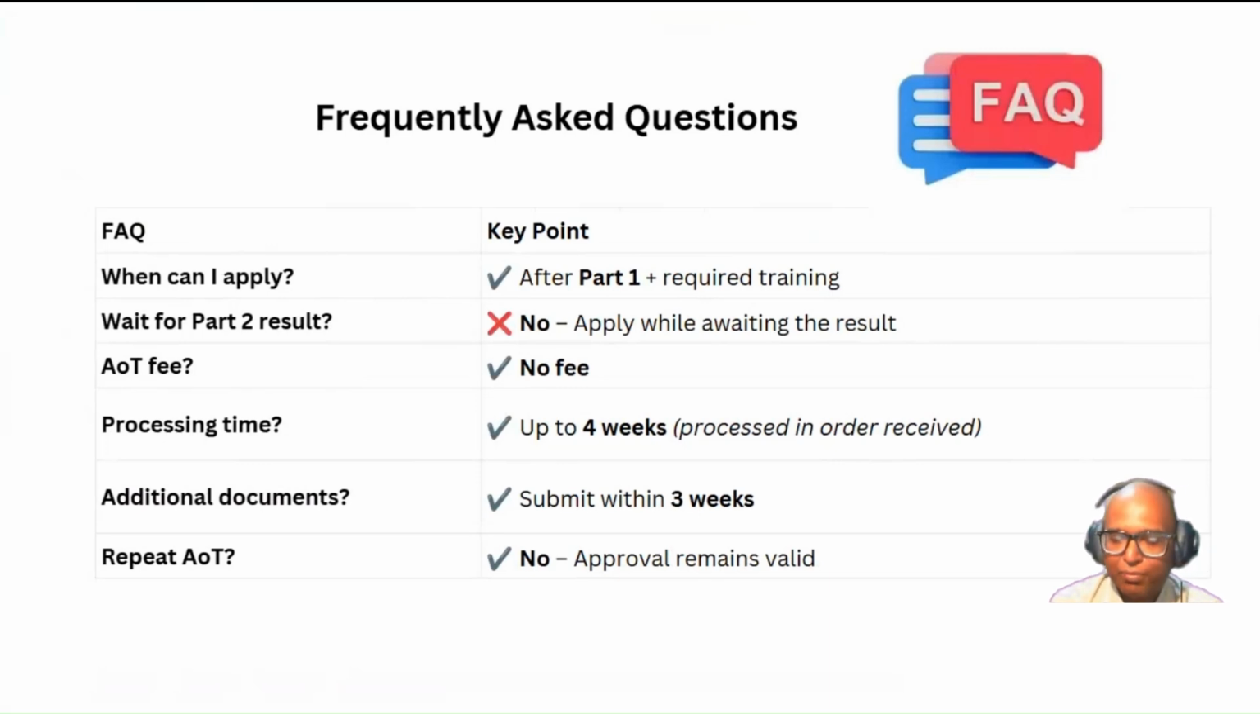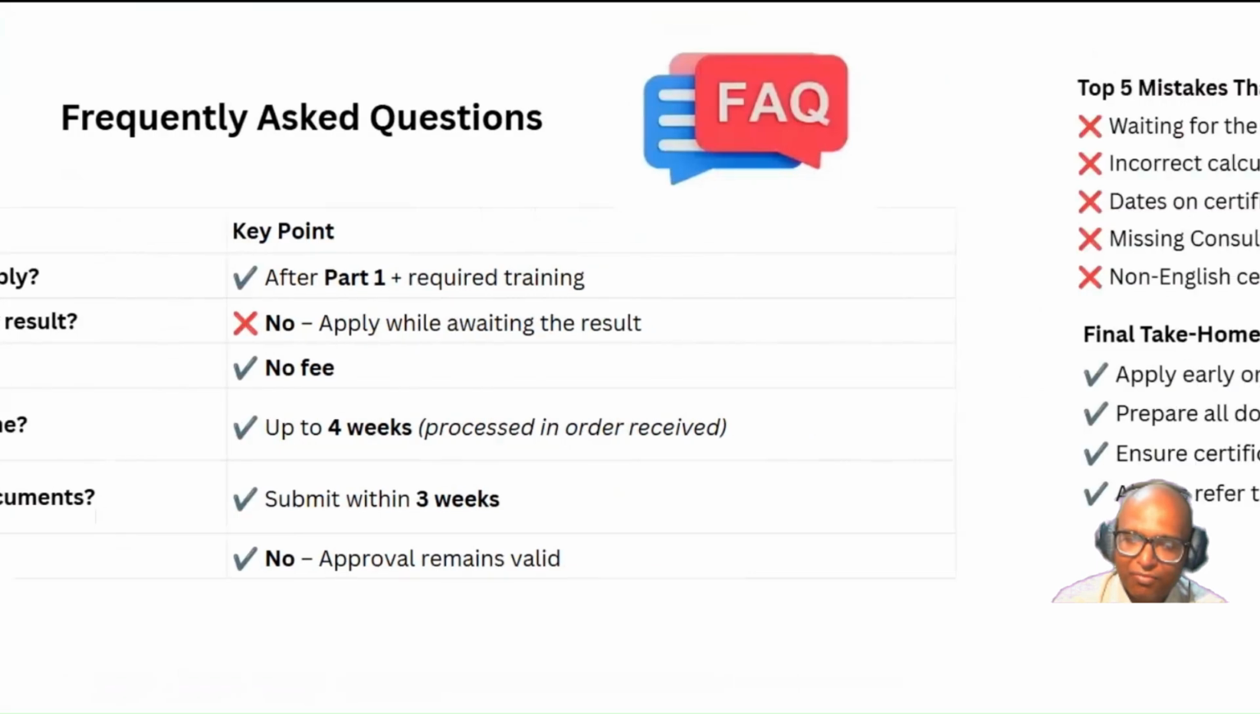Once your AoT is approved, it is valid permanently. So suppose you have got your AoT approval and you did not clear your Part 3, then in the next attempt you don't have to apply again. Once the training is approved, that is valid.